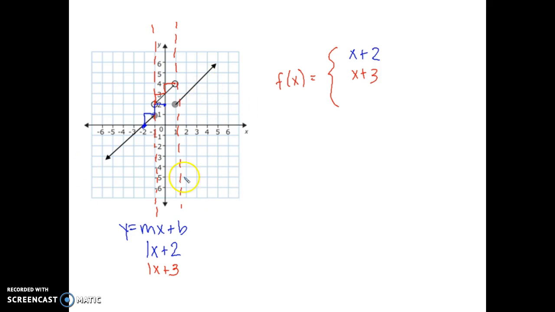And then for the last one, again, another line. If I look at my slope, it looks like it's also a slope of 1. So I got a 1x. And then if I keep it going to get back to the y-intercept, it looks like I got one at 1. So this one's going to be x plus 1.